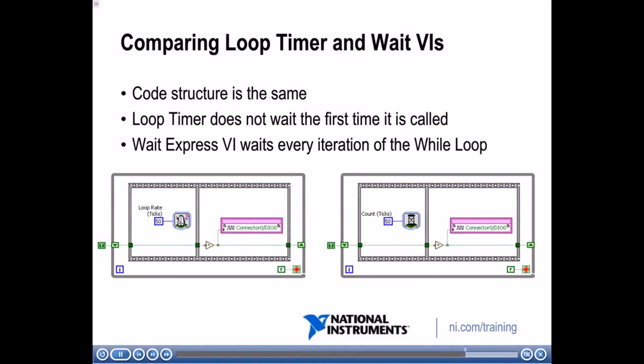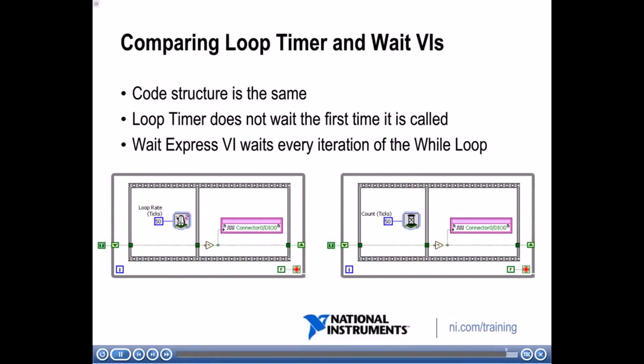If we keep running this while loop over and over again, because that wait express VI is explicitly waiting 50 ticks each time, and that second frame is taking 25 ticks to run each time, the loop will actually be executing once every 75 ticks. One way to think about this is, in Windows, the loop timer express VI is more like the wait until next millisecond function, and the wait express VI is more like the wait function. That's one way to think about it.